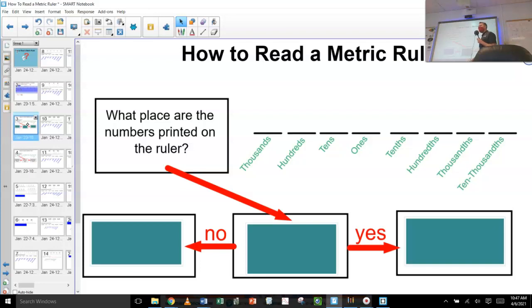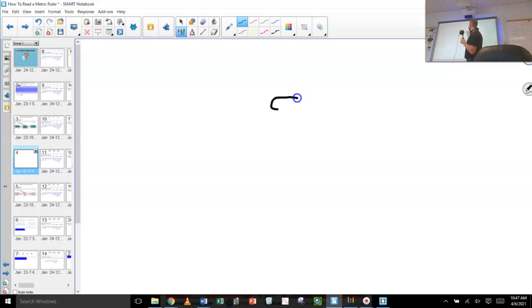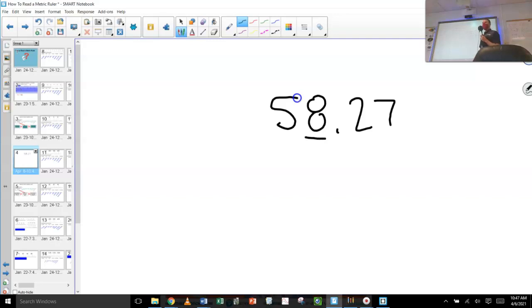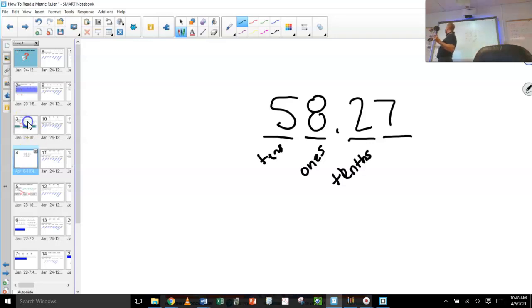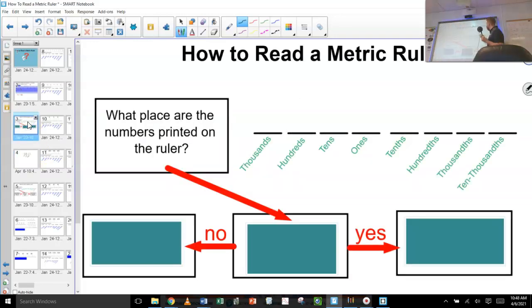All right. The first thing we need to do is, when I write a number, like if I give you the number 58.27, do you guys know what decimal place this is? It's the ones. Do you know what decimal place this is? The tens. Do you know what decimal place this is? The tenths. Do you know what decimal place this is? The hundredths. So the first thing when we're dealing with a metric ruler, we have to know our decimal places. So here's my decimal point right there.